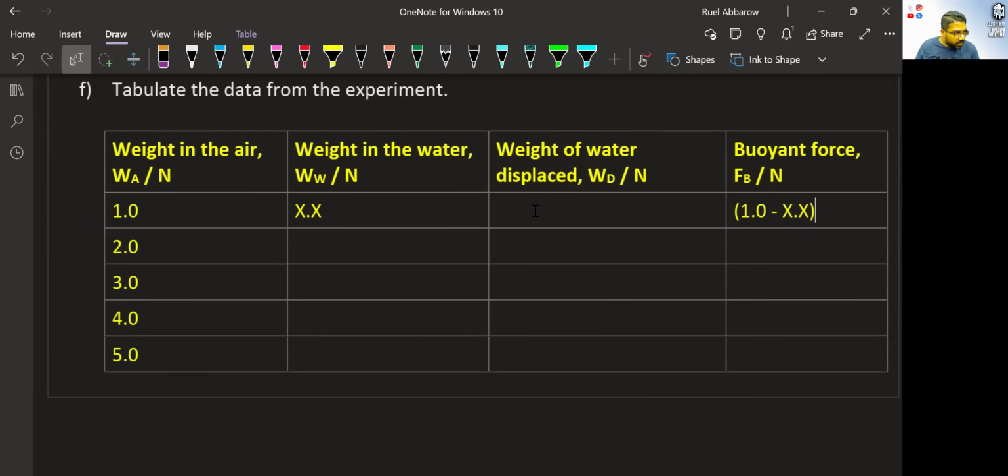Weight of water displaced would be the mass of the slotted weight times 10. So this one, again, please be careful. If they say assume it's 10, you use 10. Otherwise, you use 9.81. Okay? All right. So this is the weight of water displaced.